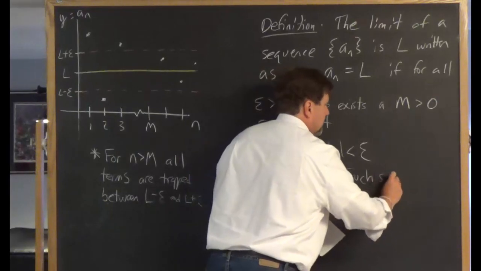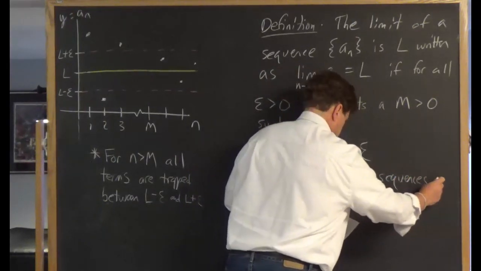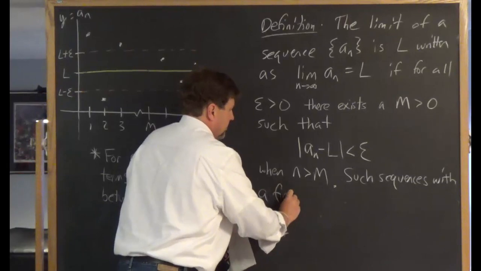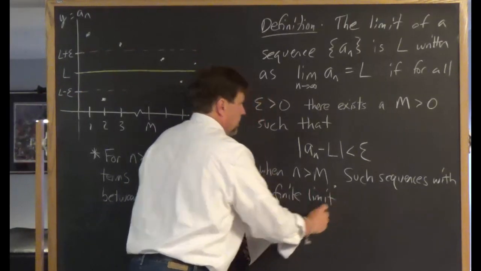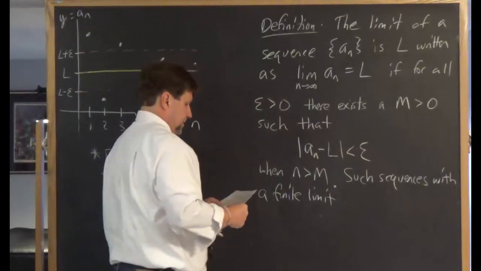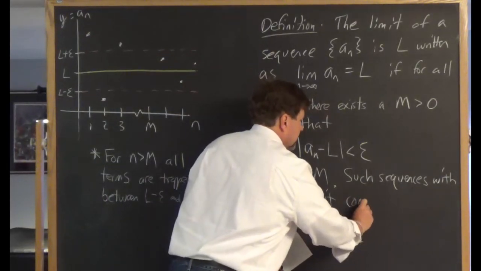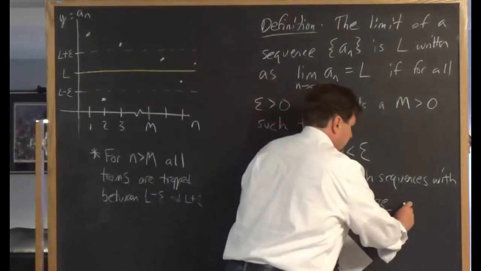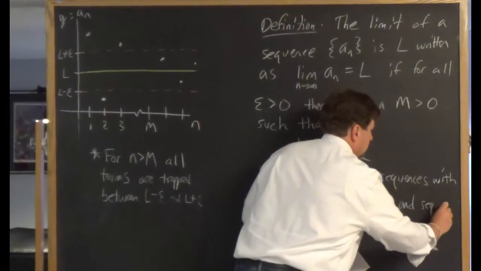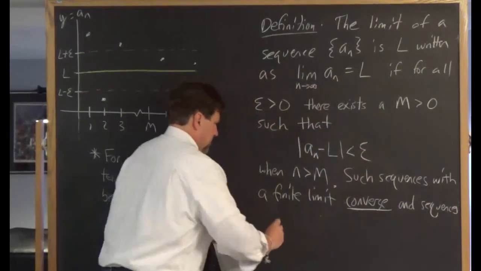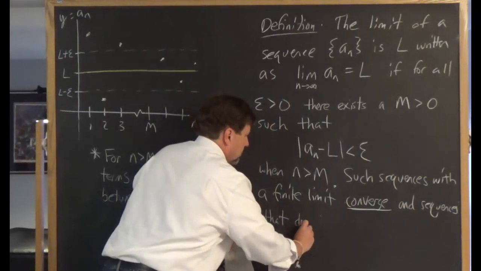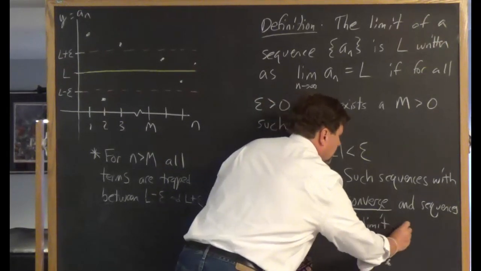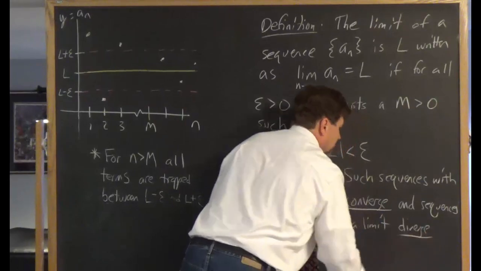These type of sequences, let me say sequences with a finite limit, so we end up with an actual number, we're going to say those sequences converge, and then sequences that don't have a limit, we're going to say those sequences diverge.